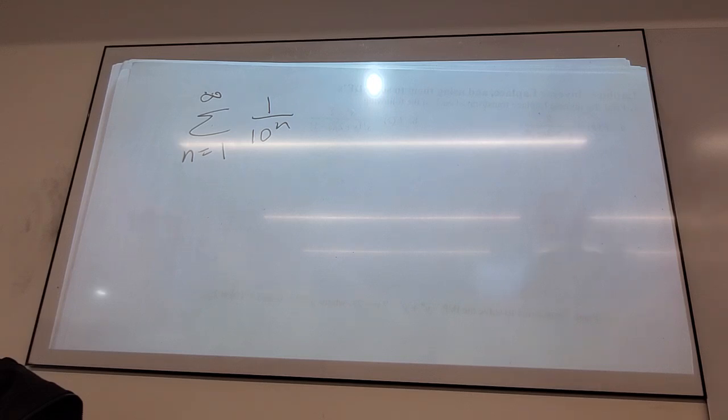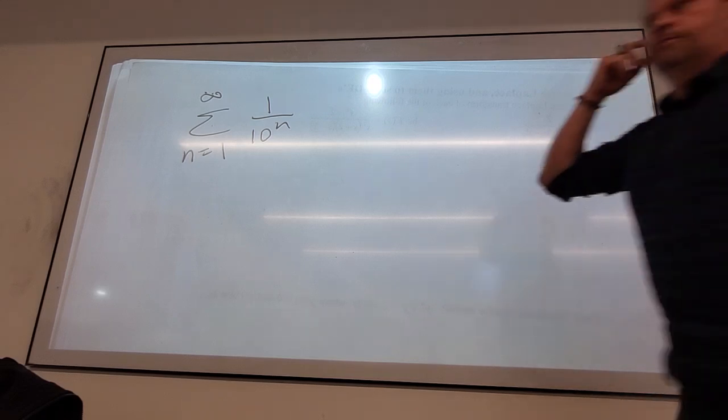I need this to make sense. Do you all agree the limit of the sequence that I have inside that sum is 0? I don't have a clue. If that's all I know, the series can converge or diverge. I have no idea. No idea.